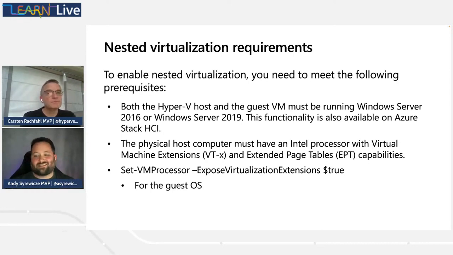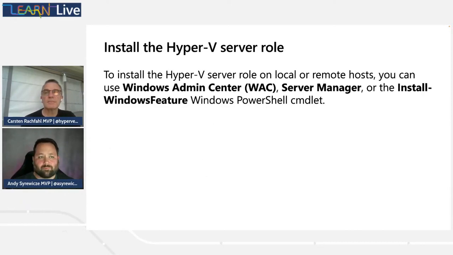Again, the same things that we talked about earlier. You need those virtual machine extensions enabled. You need extended page table capabilities in the physical host. And then on the guest VM itself, so you have your host ready, you're running Hyper-V on top of the host, and you have a virtual machine that you want to run a hypervisor inside of. In Windows Admin Center, there's a graphical UI to enable the virtualization extensions for the virtual machine, or you can set it from PowerShell by using the Set-VMProcessor cmdlet and expose those virtualization extensions. Again, that's for the guest operating system.